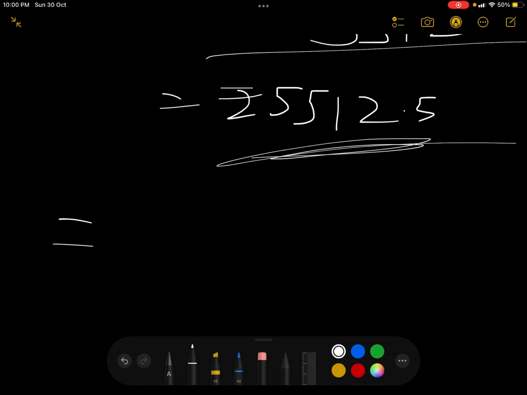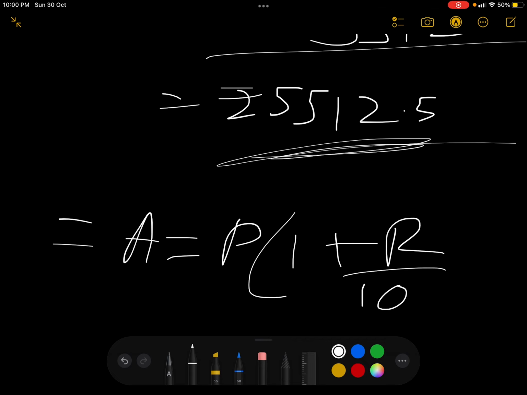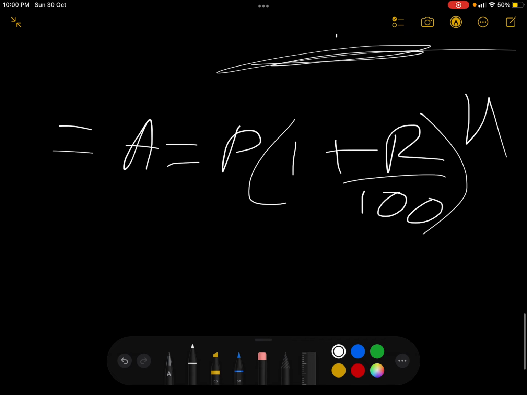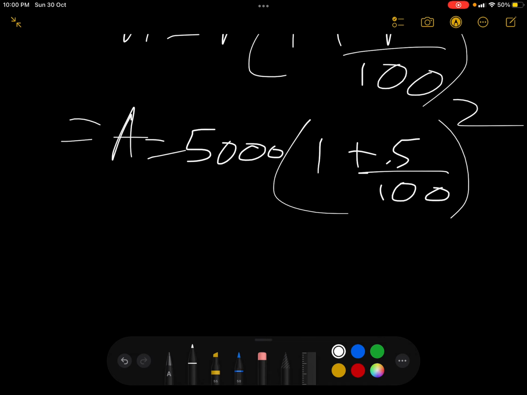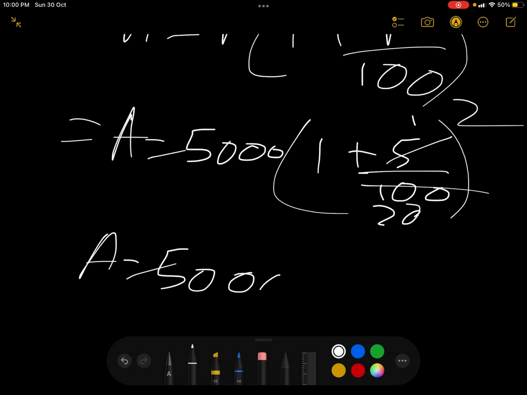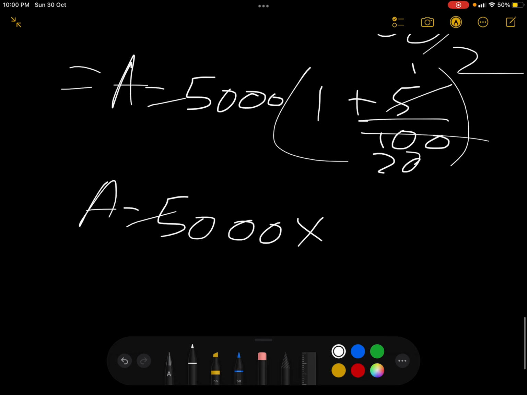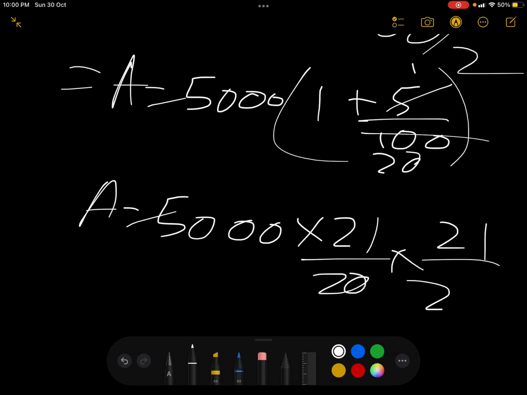Now testing out the formula for compound interest, which is amount A equals principal into (1 plus R by 100) whole to the power n. So A is equal to what was our principal here, 5,000, into 1 plus this, to the power n. N is basically the time. So let's reduce this first to make our calculations easier. So it becomes rupees 5,000 into 21 by 20 into 21 by 20. Cut out 2 zeros with 2 zeros. This will become 25 here.